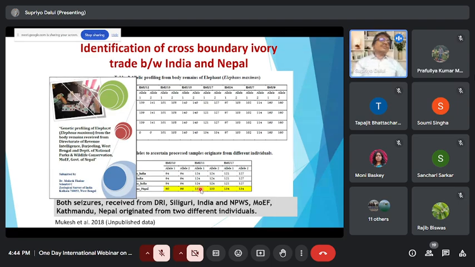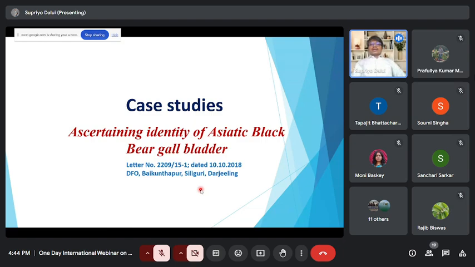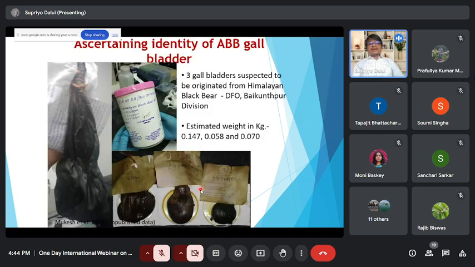These are two different individuals. And this is a case of identity of suspected black bear gallbladder. So we all know that black bear gallbladder has a high demand in the illegal wildlife market because of their medicinal value or something like that.